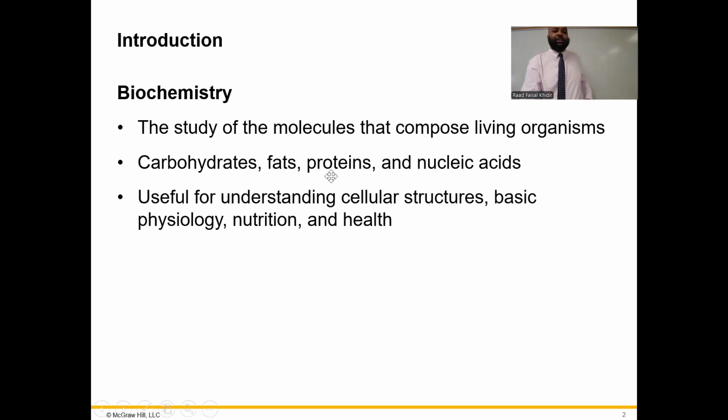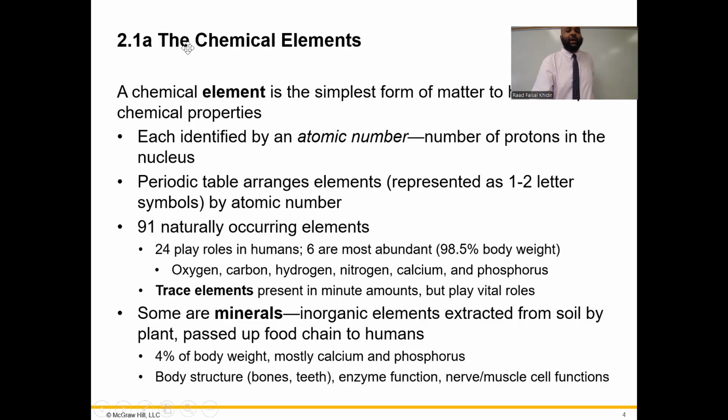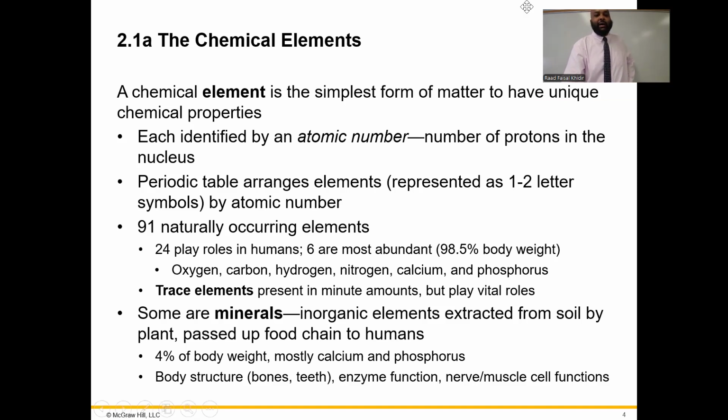So the 4 that I mentioned, the carbohydrates, the fats, the proteins, and the nucleic acids, these are macromolecules. Excellent. Okay, so we begin with the element. A chemical element is the simplest form of matter, and it must have unique chemical properties. Each is identified by an atomic number. Now let's establish the difference between an atomic number and atomic mass.